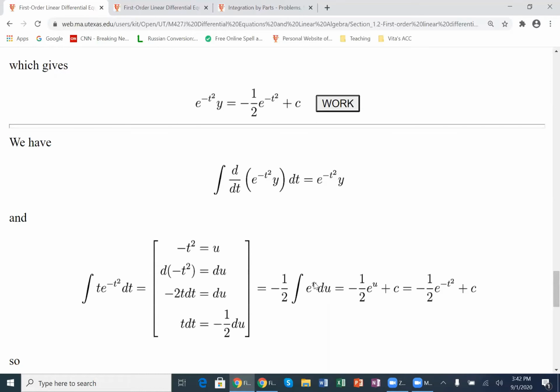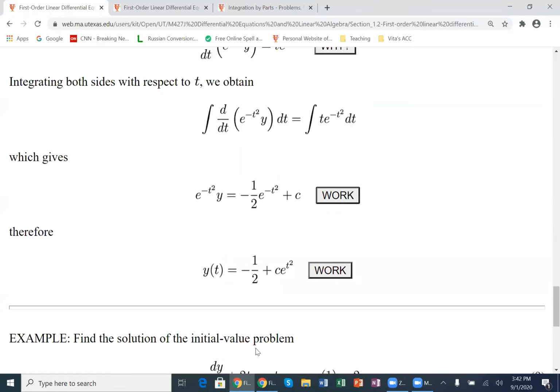Antiderivative of e to u is e to u. Back substitution, the result follows. So here is the general solution of our equation written implicitly. Now, in order to come up with an explicit formula, just move this term to the right.